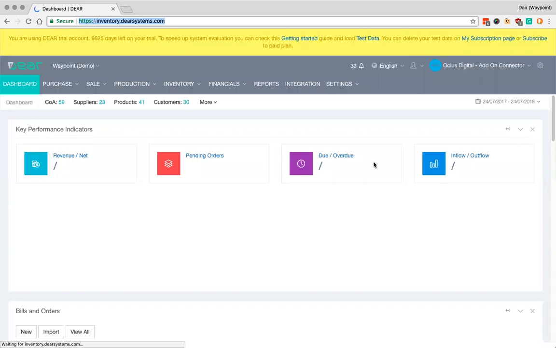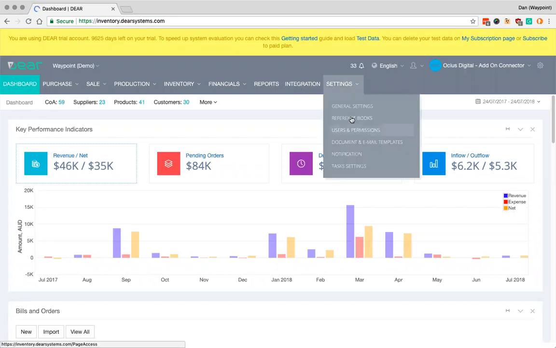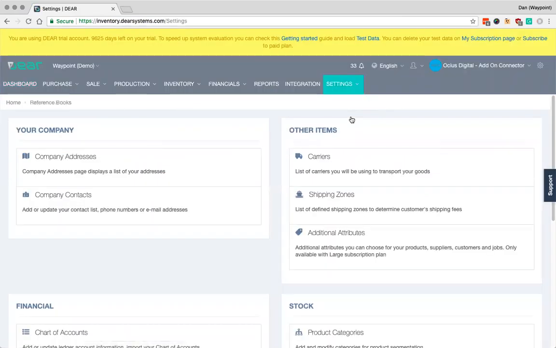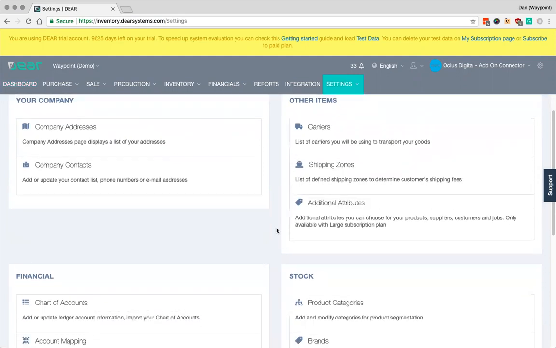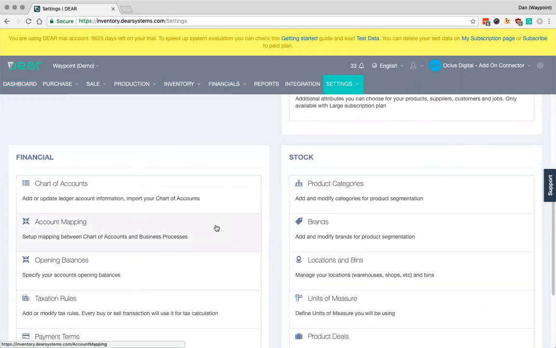So this is a demonstration video just to talk through some account mapping logic within Deer Inventory. So I'm going to go into the account mapping area here. As a general rule, when Waypoint are setting up your system, we'll use some best practice mapping to Xero or QuickBooks Online, but we will usually ask you for confirmation of this, or possibly to create some extra accounts for us in your accounting system.